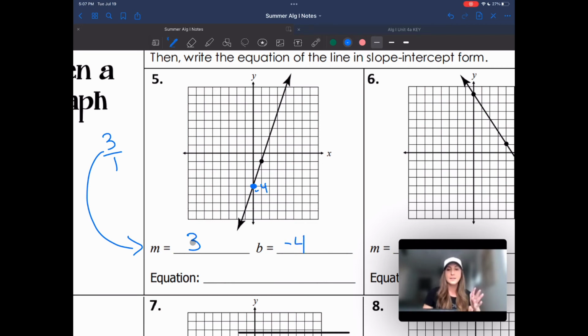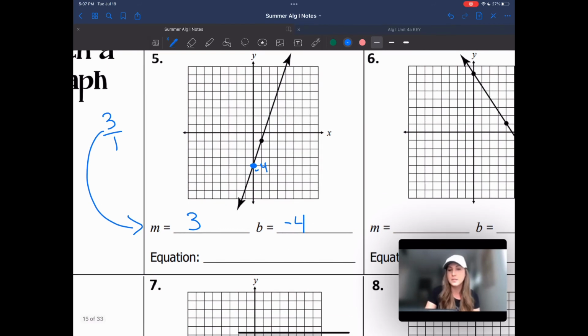Okay, so you've got your m, you've got your b, you're ready to write your equation. So we would write y equals, we know it goes mx plus b. So I would say 3x plus my b. Now if your b is negative, instead of doing plus, just write minus. So we'll say minus 4. Okay, that's it. That'd be the final equation.